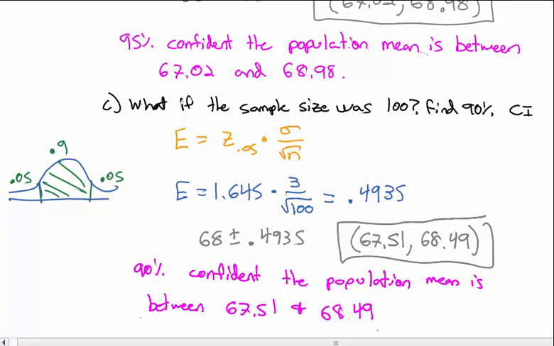And that makes sense because the more people you interview, the closer that should be to actually interviewing everybody. Because the closer to everybody you get, the closer to the true value you get.